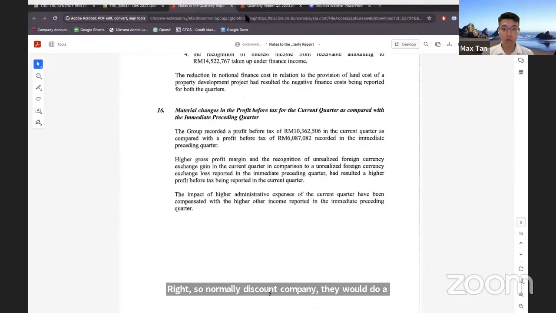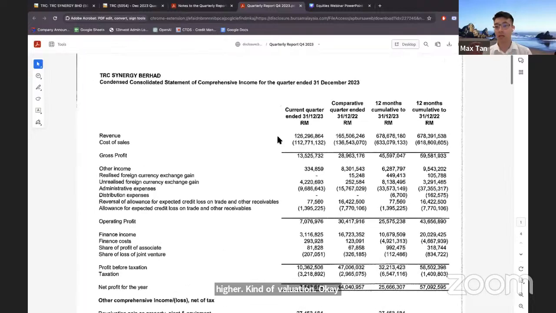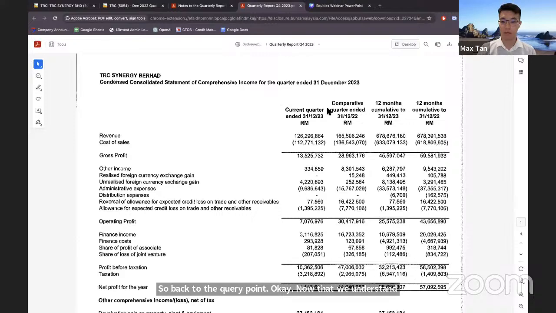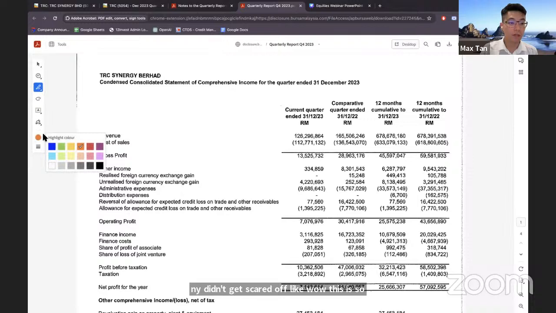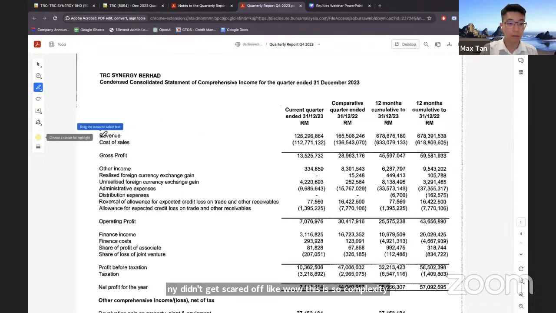Okay, so back to the quarter report. Now that we understand, actually this is the first time going into the TRC quarter report, but let's go through it together. When we look into the financial statement of a company, don't get scared off like, wow, this is so complex, so many numbers. So we look at it one by one. Let's see if I can highlight. Okay, never mind, ignore it.